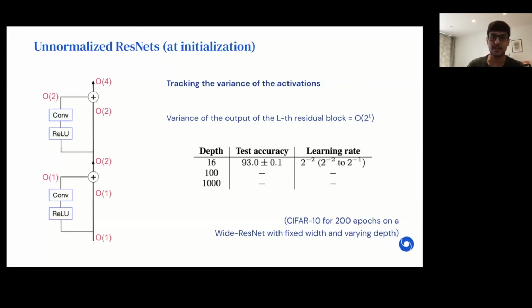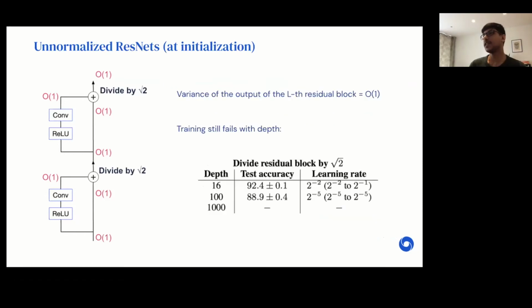For a fixed width and different depths, we see that we can train the depth 16 network, but training completely fails for the depth 100 and the depth 1000 networks. You might think that this exploding signal is easily counteracted. You might say, what if we simply divide the output of the residual block by the square root of two?